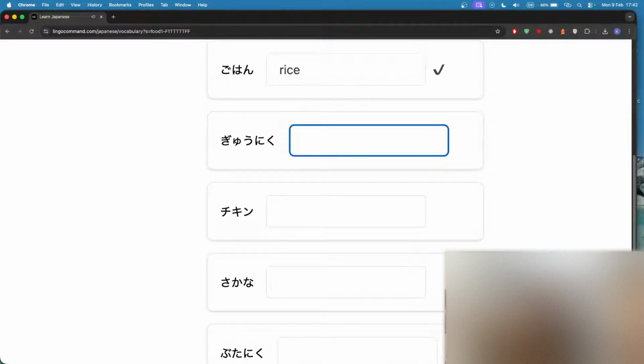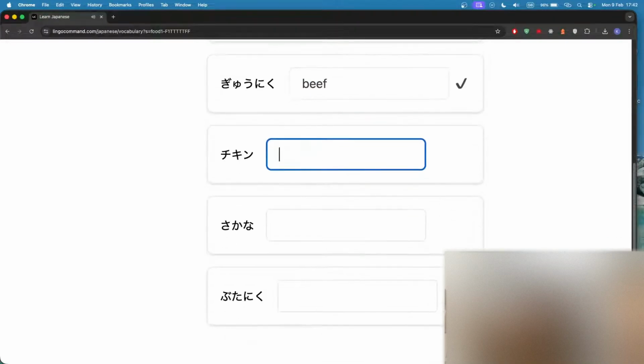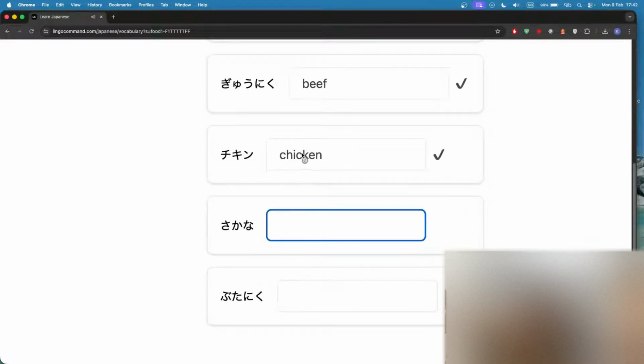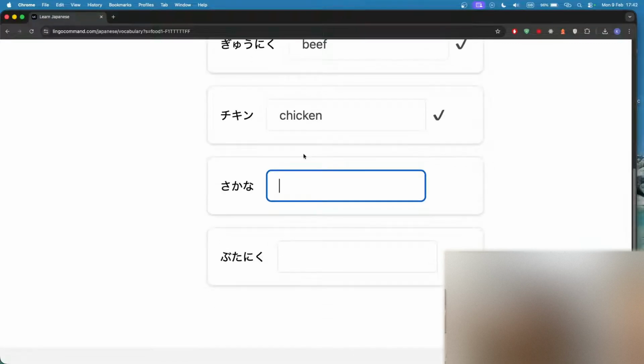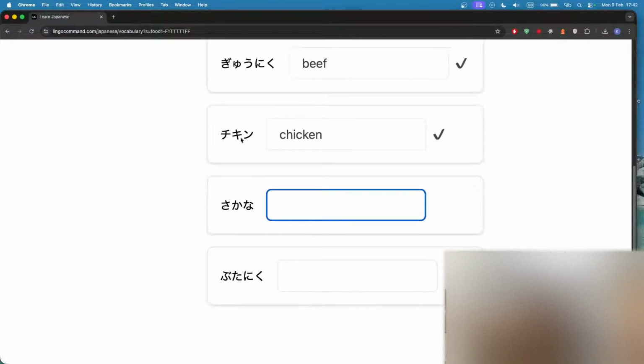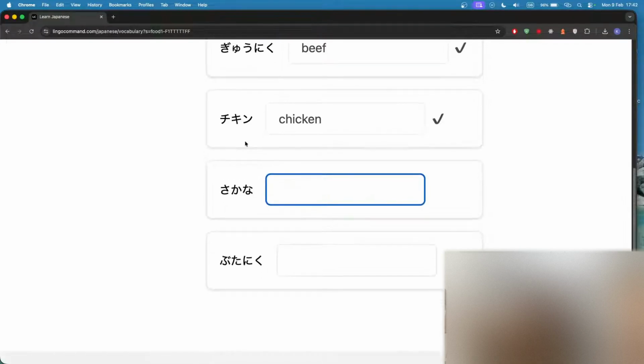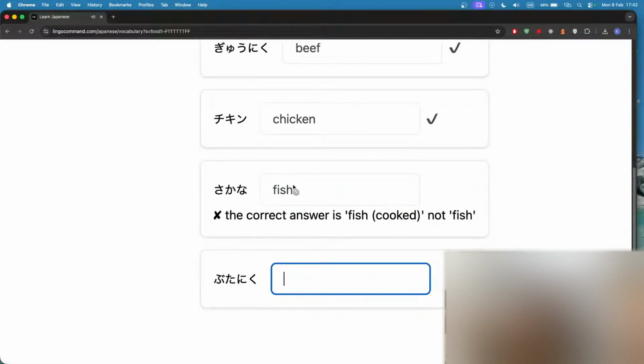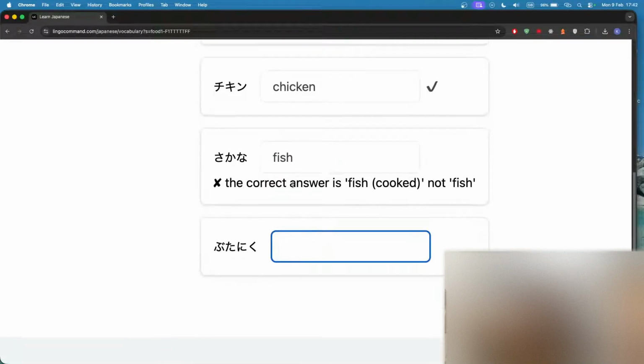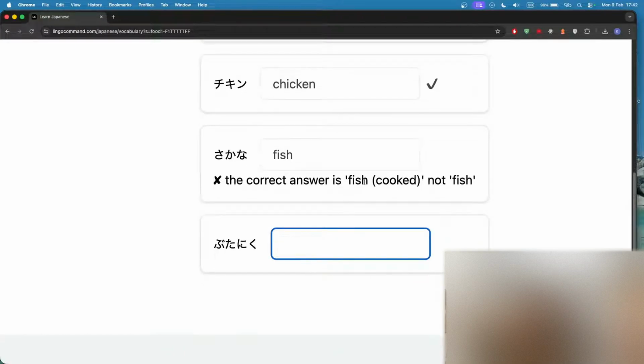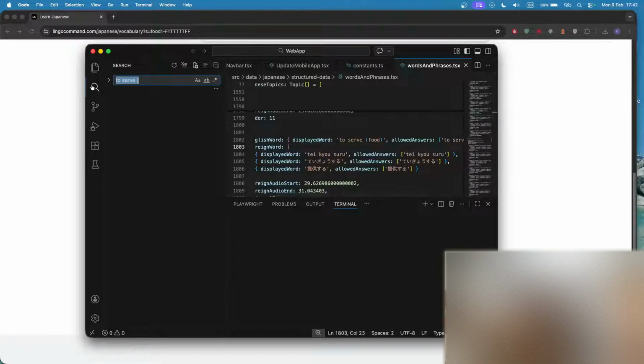Gyu niku was beef. Chicken is chicken. Now, of course, niwatori is the animal chicken. So I don't know if there's a distinction or if there are two ways to say chicken in Japanese. Sakana is fish. That should be acceptable. I think I'll make a code change just to ensure that won't happen again. This is pork. So let's just very quickly make some updates here to ensure that the user experience is good.